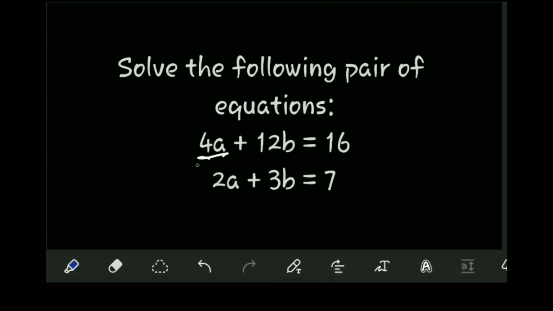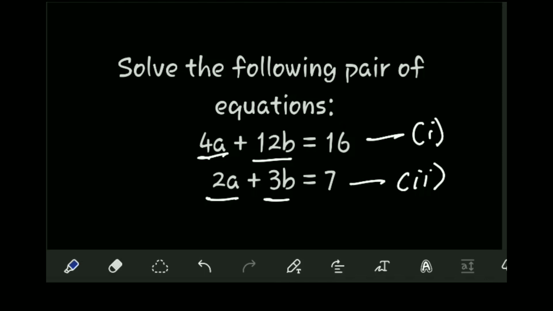First of all, let's call this equation 1 and this equation 2 for the purpose of description. The coefficient of A in equation 1 is 4. The coefficient of A in equation 2 is 2. The coefficients are not the same. The coefficient of B in equation 1 is plus 12. The coefficient of B in equation 2 is plus 3. The coefficients are not the same.